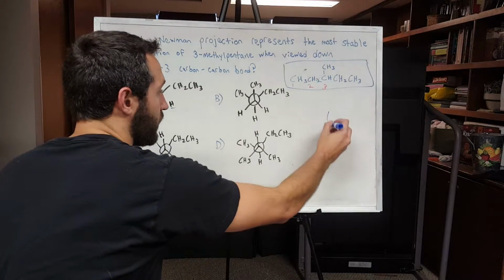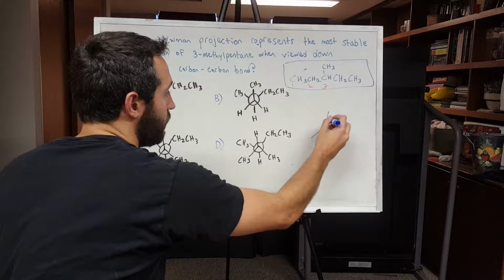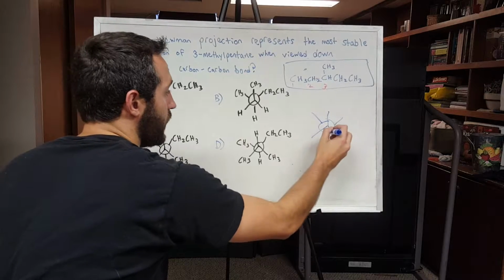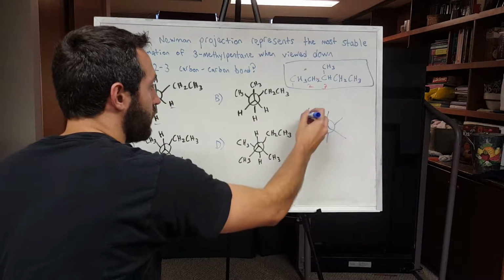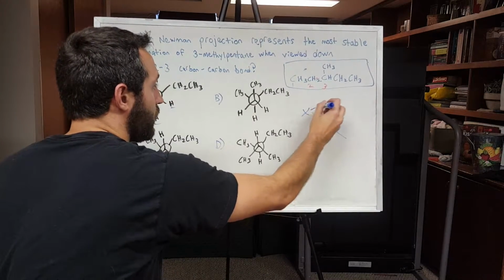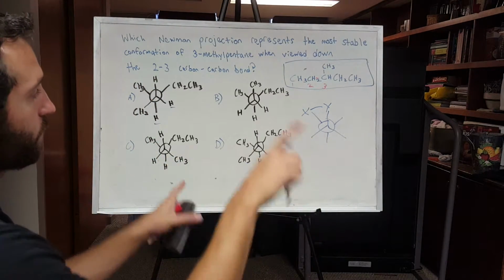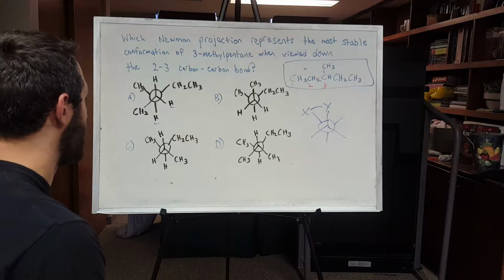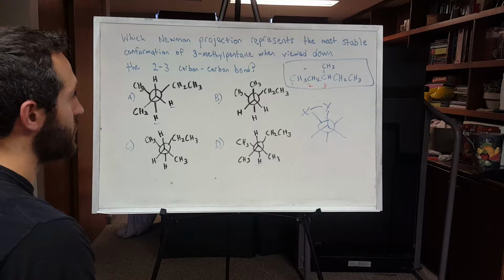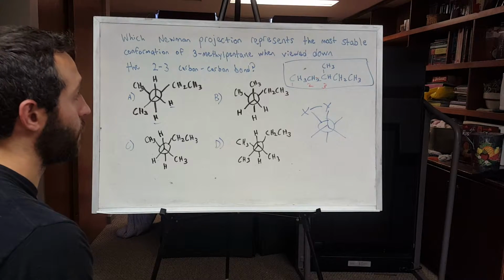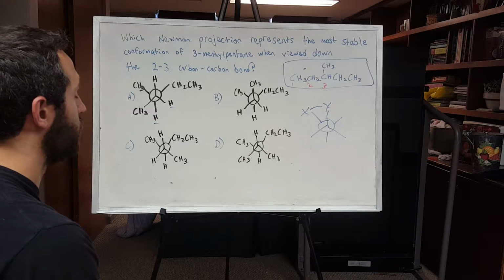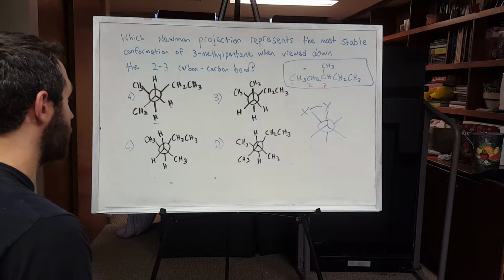So there's the gauche interaction, hopefully you remember. That's when you have two things like X and Y that are not eclipsed, but one further rotation away. So gauche interactions are what we're looking for to compare these in stability.